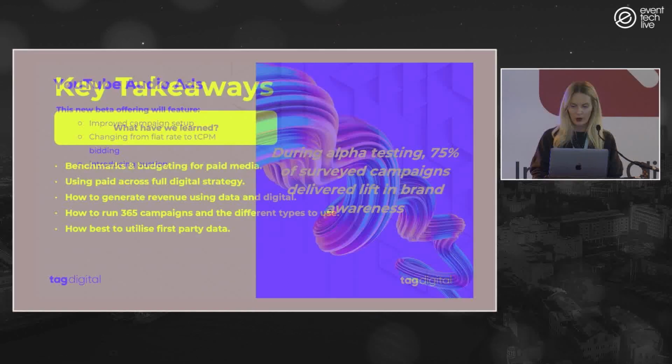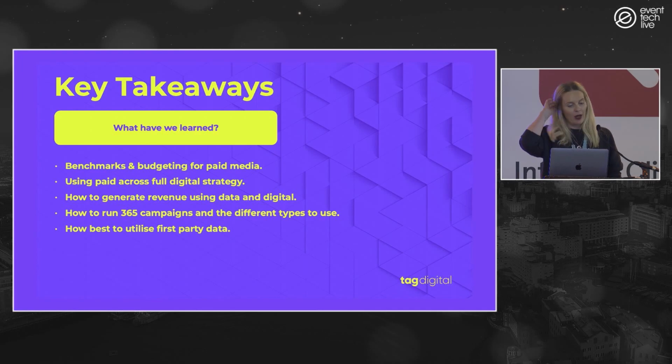Just summing up, what have we learned today? Some benchmarks in budgeting for paid media. What does good look like? Is your event good? Is it better? Is it not so good? Do you have no idea? Please use our resources. How do you use paid across your full digital strategy? How can you generate revenue using data and using digital? How do you run 365 campaigns, and what different types of campaigns should you use to do that? And how do you best utilise your first-party data?